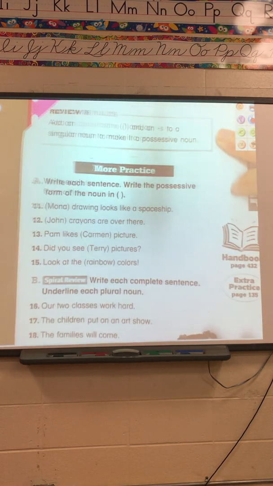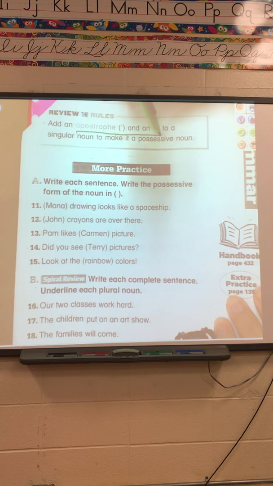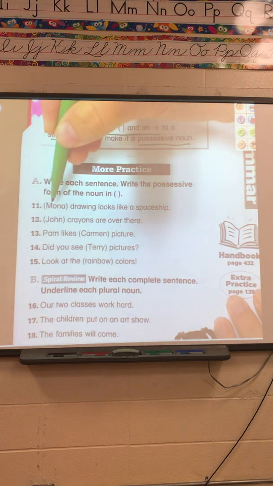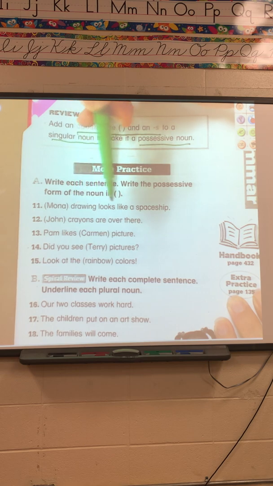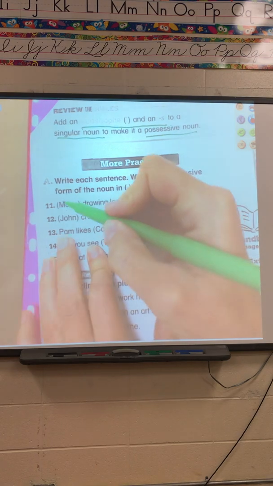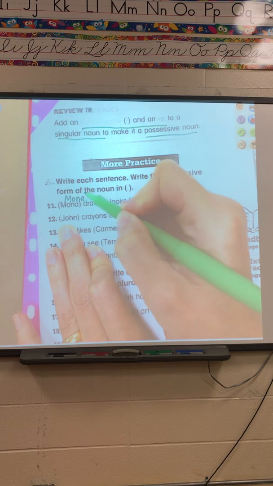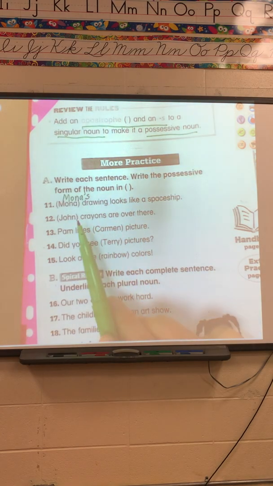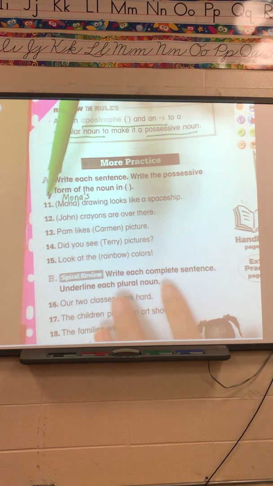Okay, on the next page it says, add an apostrophe and an S to a singular noun to make it a possessive noun. Let's look at number 11, Mona drawing looks like a spaceship. So how do we make that show possession? We're going to write M-O-N-A apostrophe S. Mona's drawing. Now it shows possession. Whose drawing is it? Mona's.